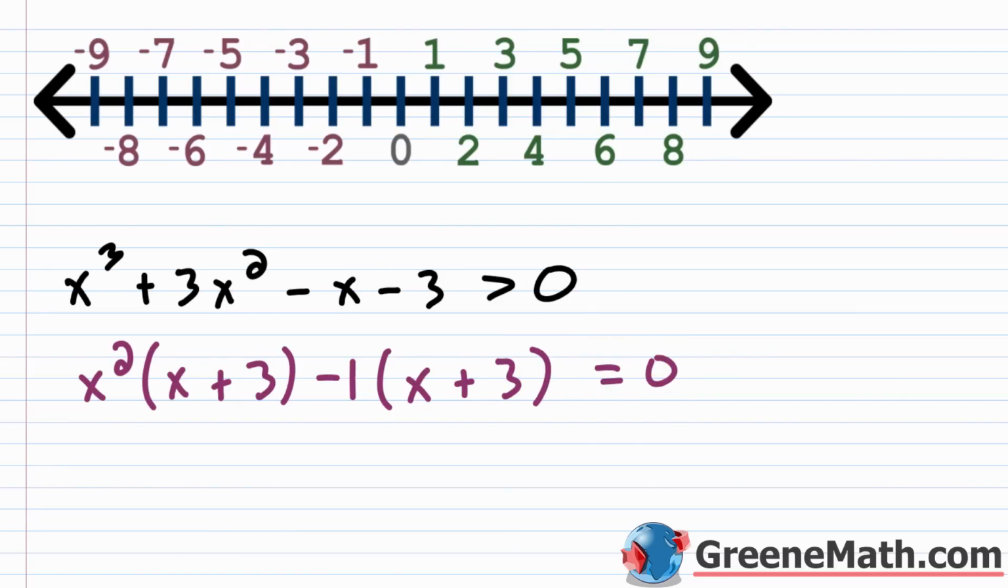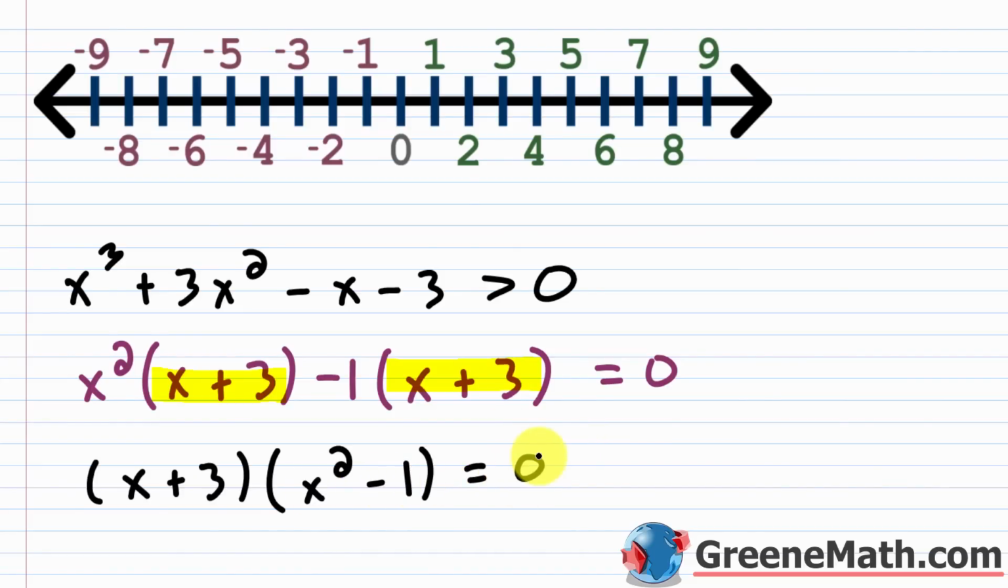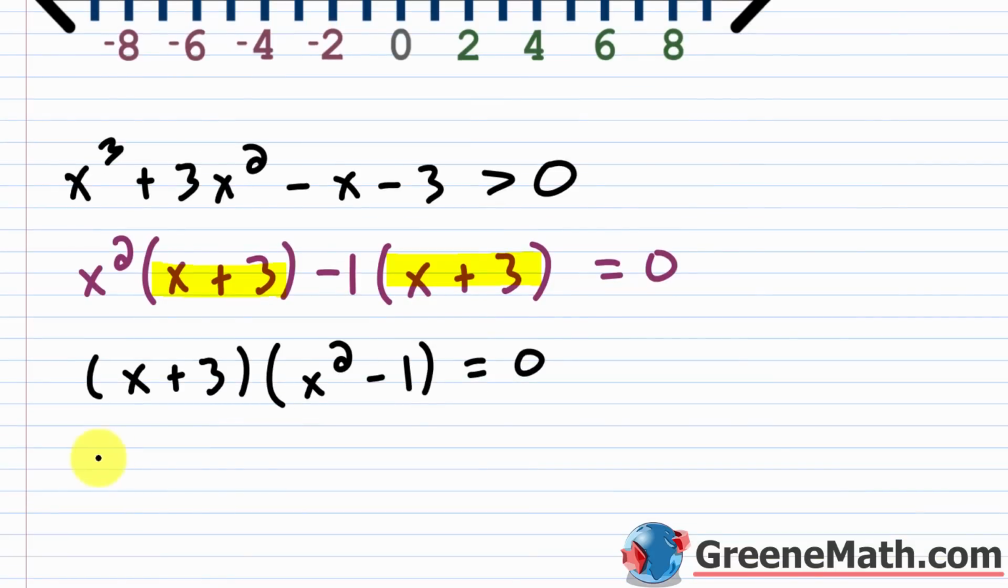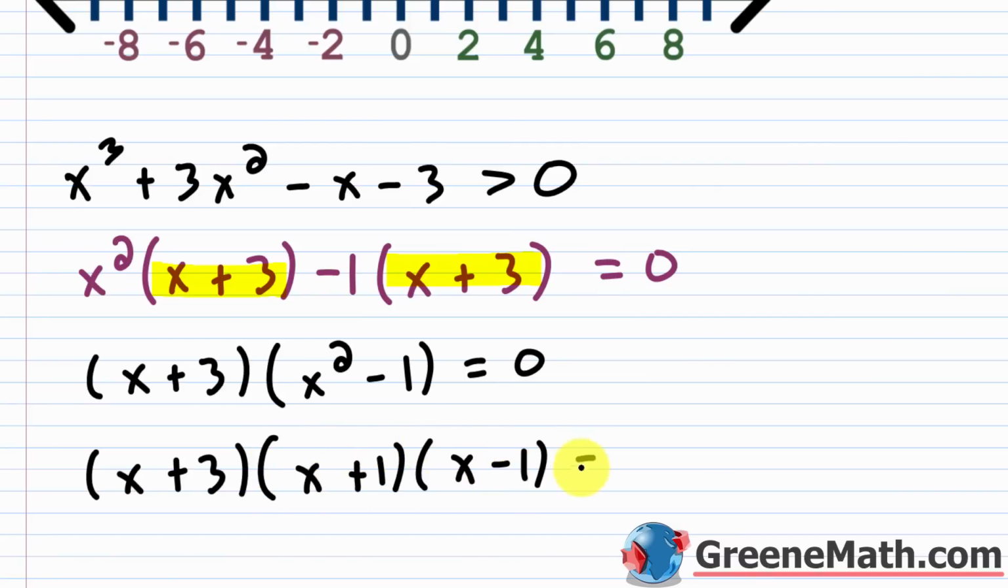So if we factor out the common binomial factor, what you're going to end up with is the quantity x plus 3 times the quantity x squared minus 1. And of course, this can be further factored. X squared minus 1 is x plus 1 times x minus 1. So let me put this equals 0. And I'm going to slide down here and do this on a different step. So x plus 3 times the quantity x plus 1 times the quantity x minus 1, and this equals 0.